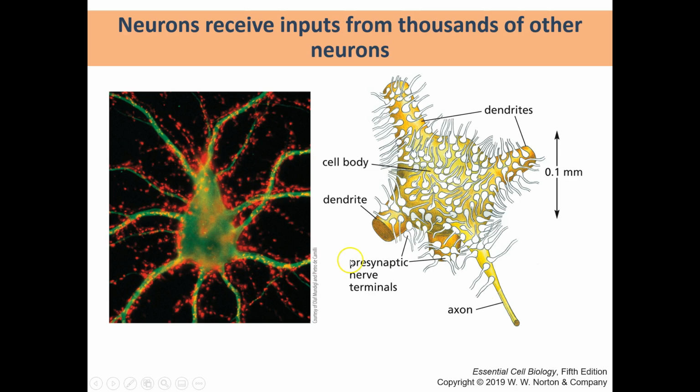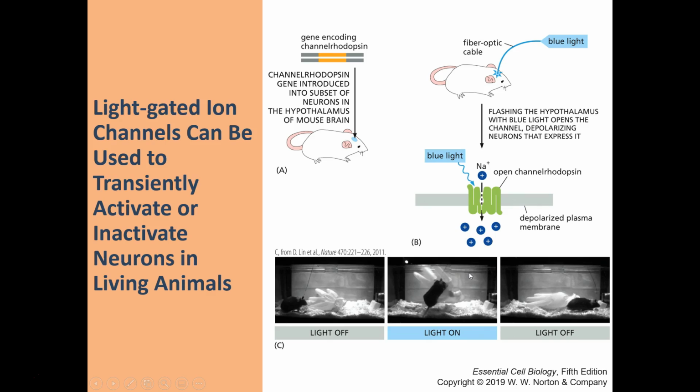So neurons will receive input from thousands of other neurons, just like we talked about. A single neuron can receive up to 100,000 different signals at a time. And for each one of these, you're going to have these presynaptic terminals that are interacting with the cell body and the dendrites of the final neuron, and any one of these can cause an action potential to occur and can cause an effect to be seen.